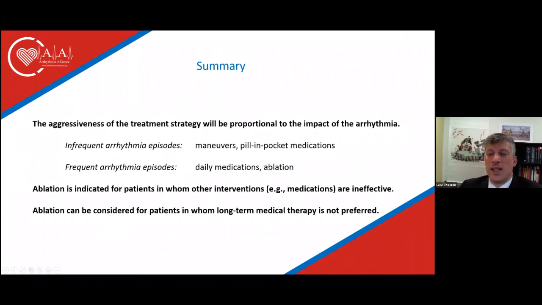Knowing full well that there may be specific circumstances, for example, people with the Wolff-Parkinson-White syndrome, in which we need to think about proceeding with an ablation, even in the midst of symptoms that may be considered by the patient to be fairly minimal. Ablation is indicated for those patients in whom minimal interventions like medications or the maneuvers are ineffective. And we can also consider an ablation for somebody in whom long-term medical therapy is not preferred.